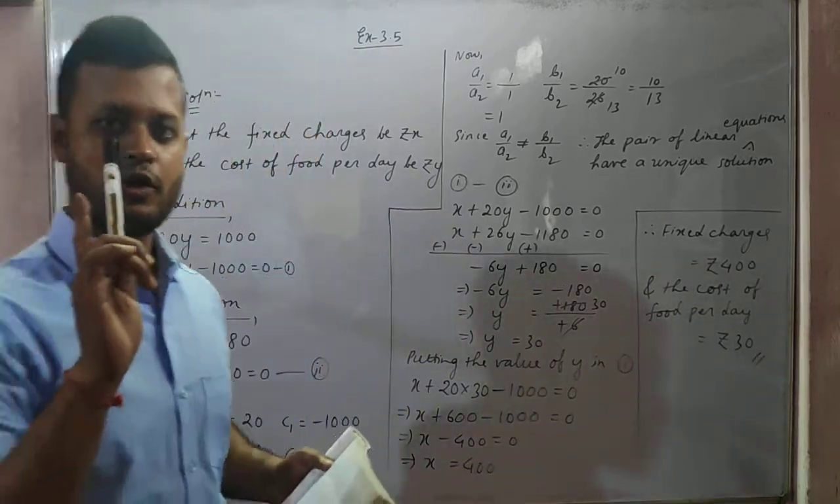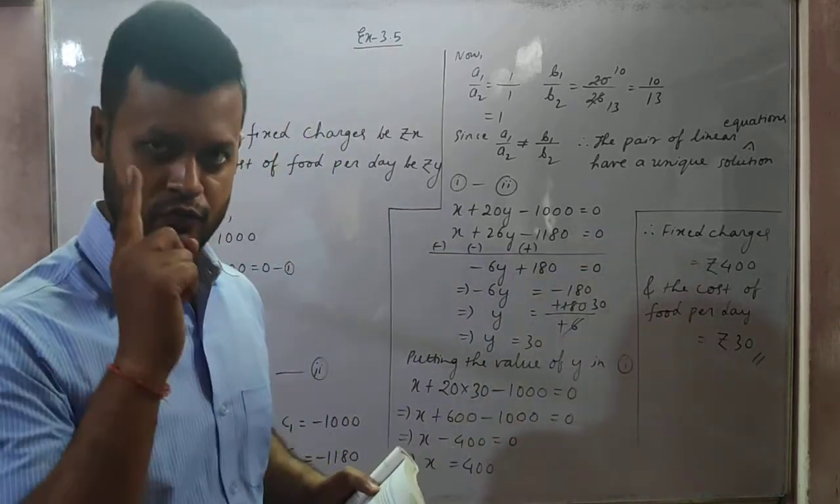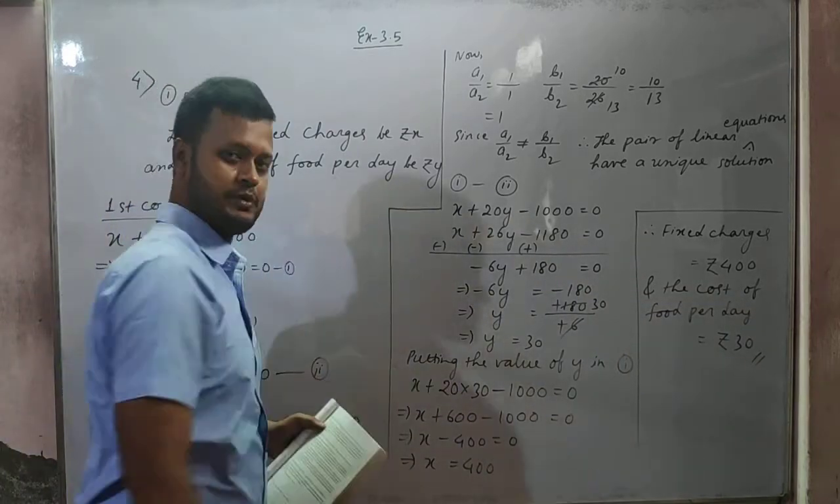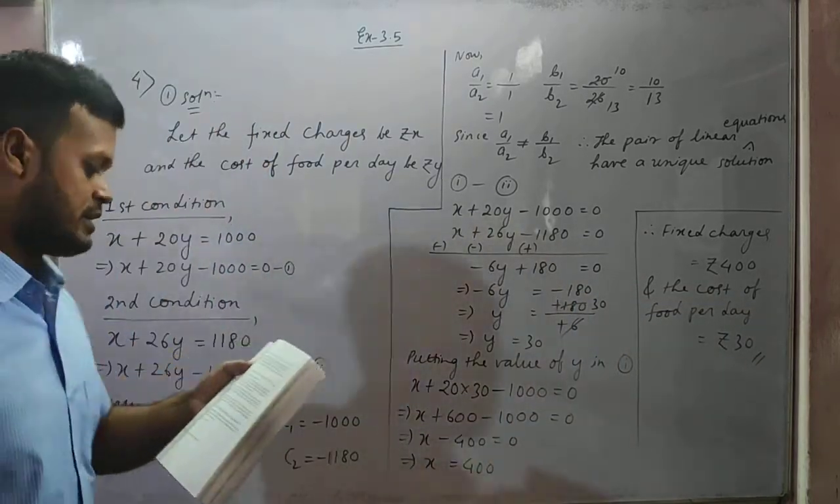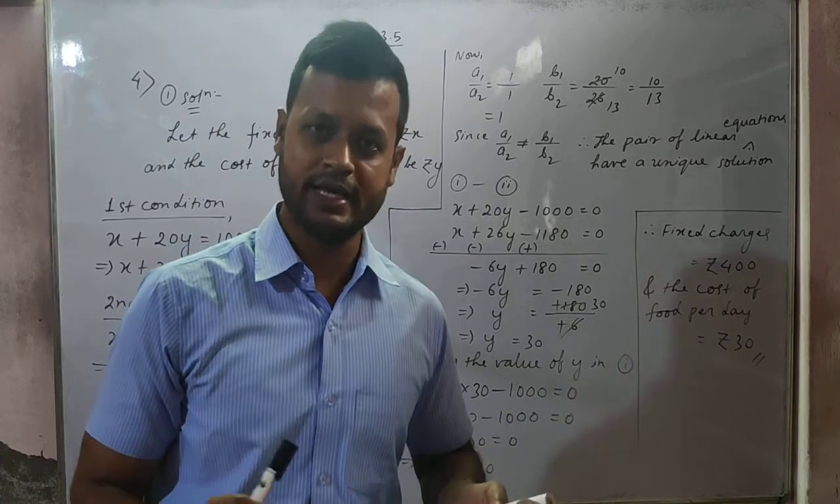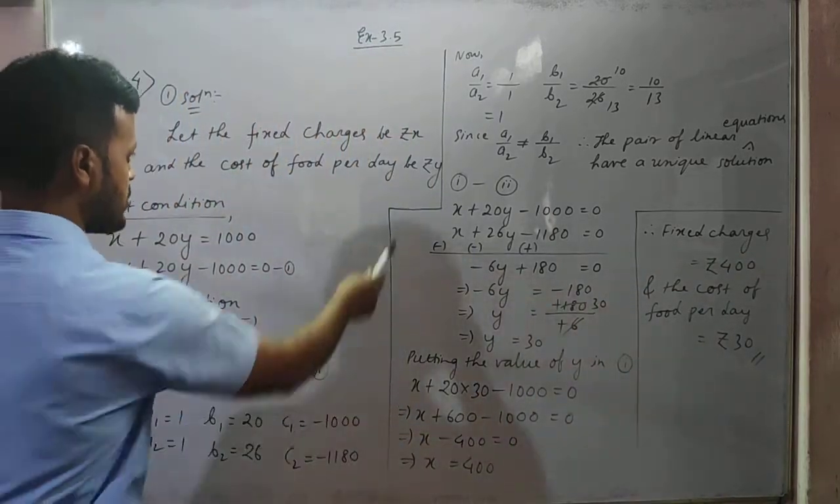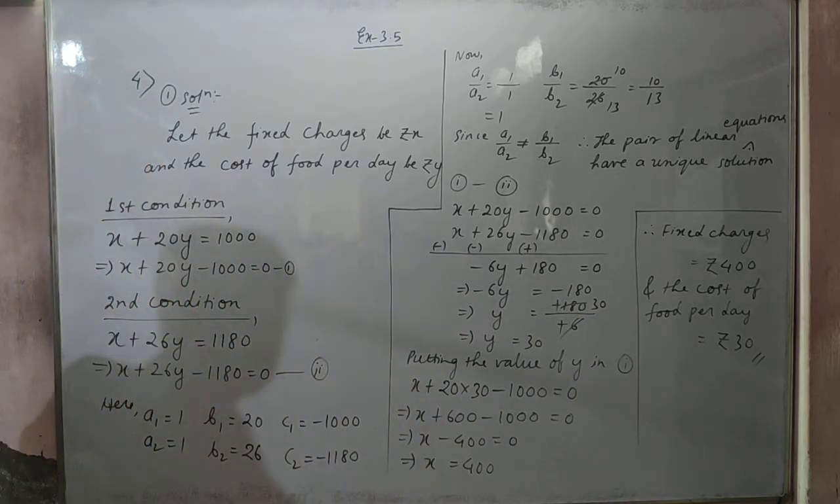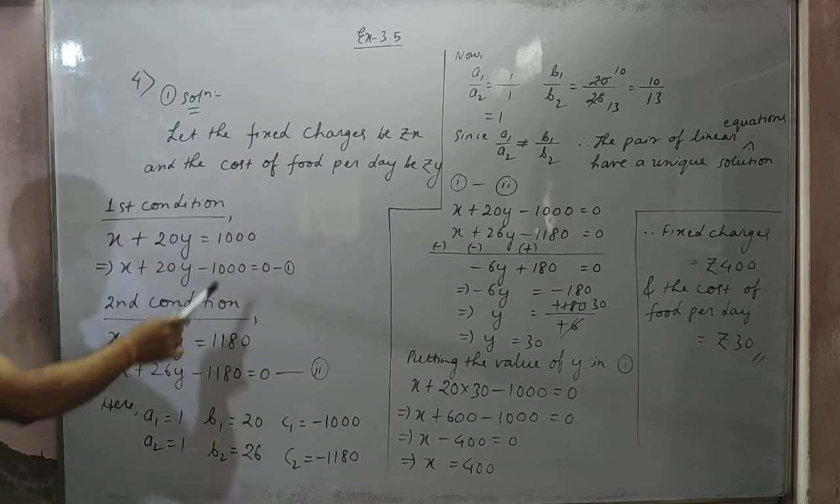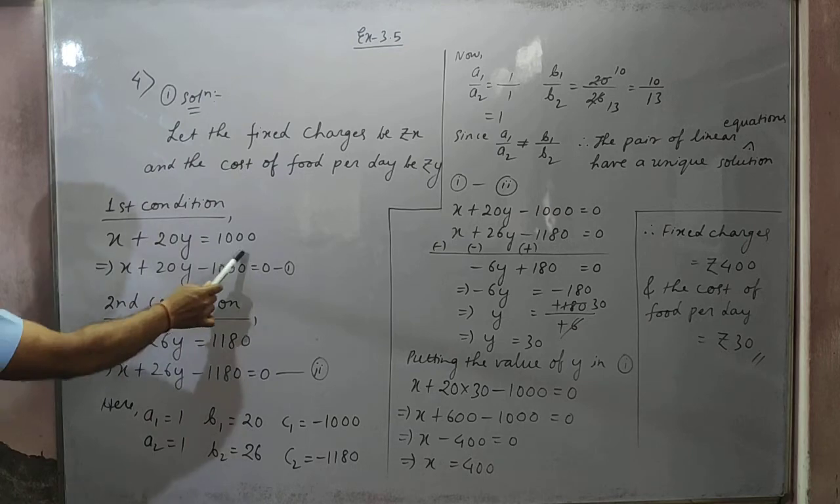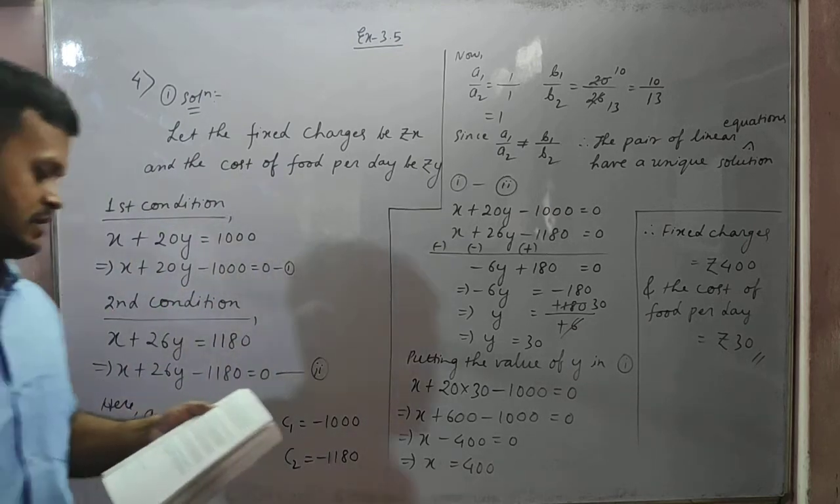If you take food for one day, the hostel will also charge you rupees y. So student A has taken food for how many days? 20 days. So for one day y rupees, for 20 days it will be 20y. And the total charge of student A is how much? Rupees 1000. Understood? 1000 I have brought to the left hand side. Mark it number 1.